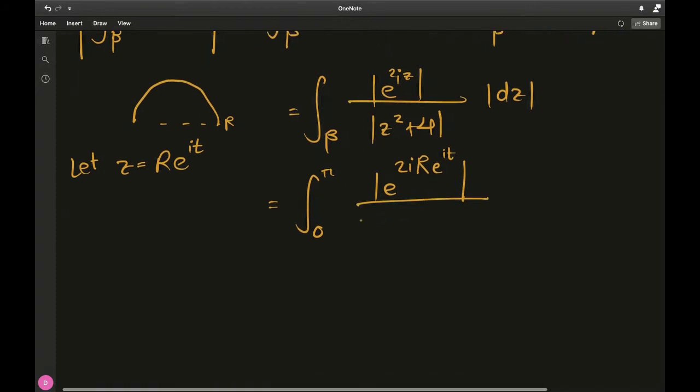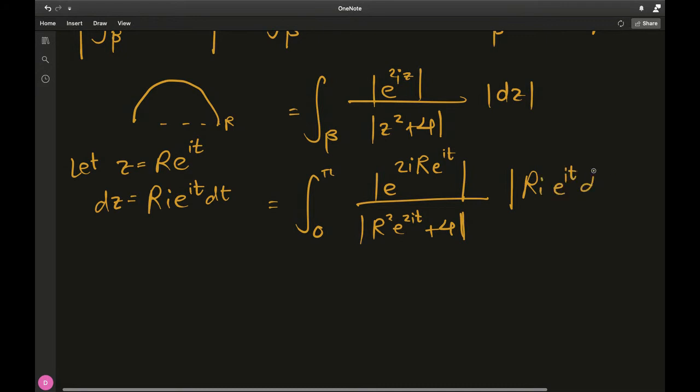divided by z squared, which is just r squared e to the 2it plus 4, and we need to calculate dz. dz is r i e to the it dt. So mod of r i e to the it dt.